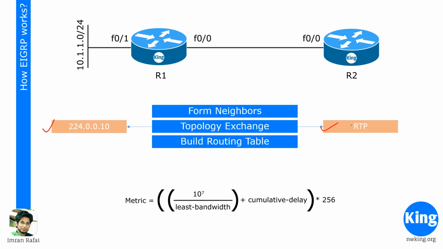The third step, of course, is to build the routing table. So: form neighbors, topology exchange, and then build the routing table. To build the routing table, we use this metric. This is the formula used to calculate costs, and depending on the cost, we populate the routing table. Initially, R1 sends a hello to R2, and R2 sends a hello to R1. As soon as this is done, if everything matches, they will have a neighbor table.